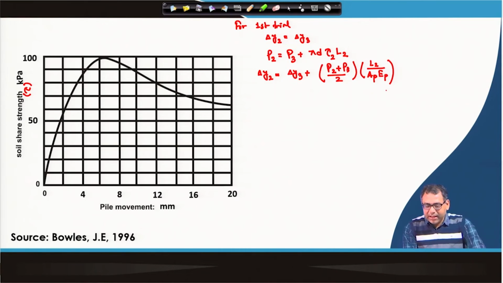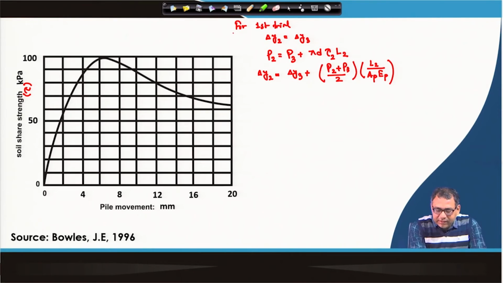Now, we initially assume that del y 2 is equal to del y 3, then we calculate the tau 2, then we calculate the P 2, and now we put these values. P 3 you have already calculated in the previous segment. Now, again you will get a new del y 2, and then again we compare the previous del y 2 and the new del y 2, and if it is within tolerance limit we will stop, otherwise this process will continue.